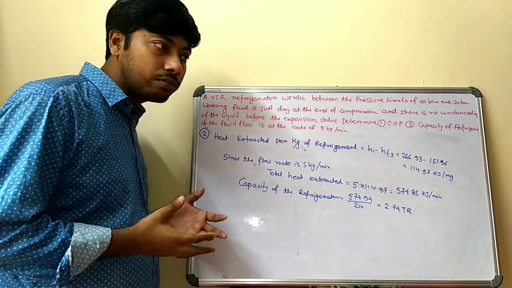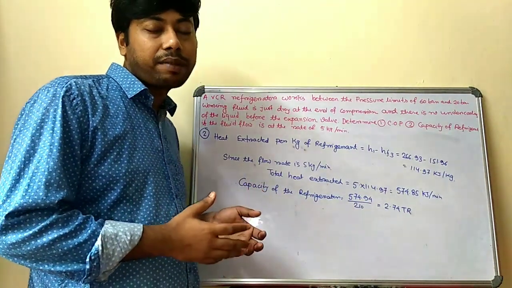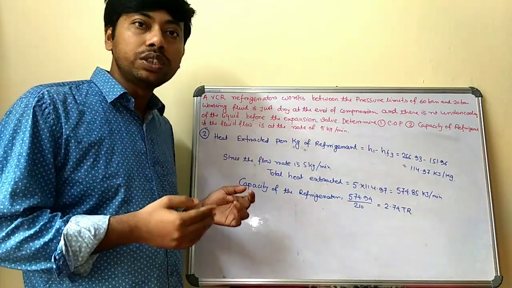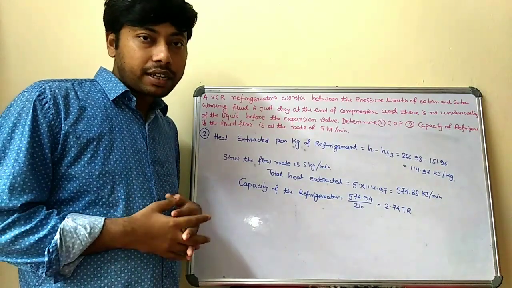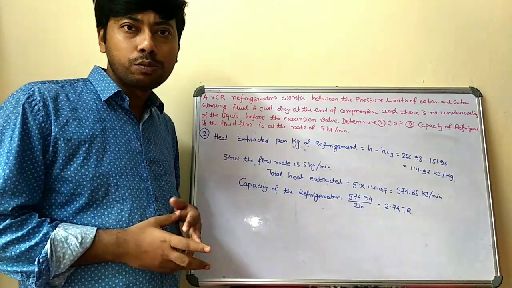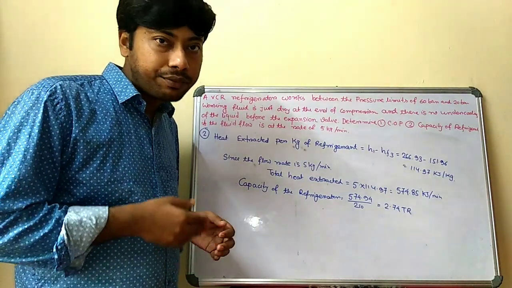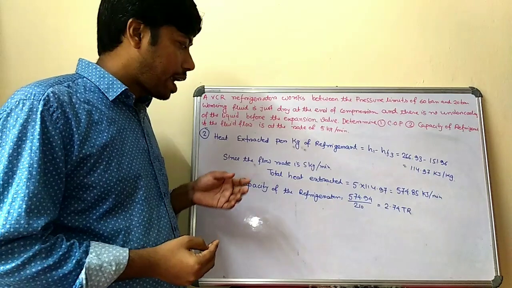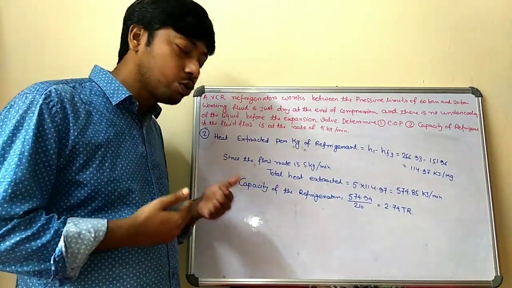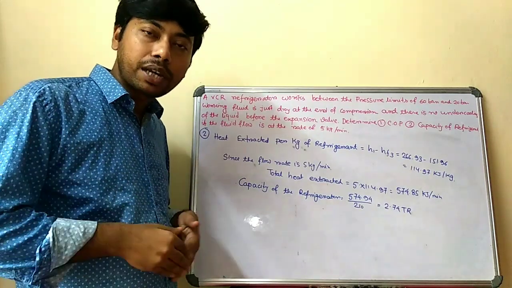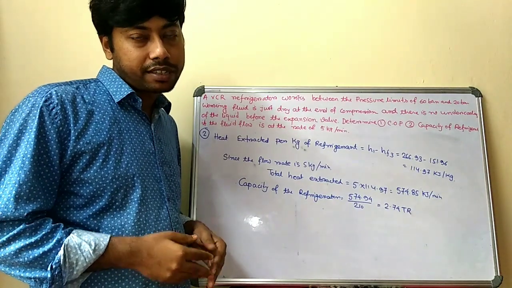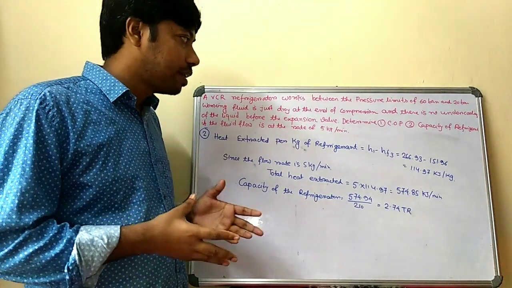As we know, the capacity of a refrigerator is designated by tons of refrigeration. And 1 ton of refrigeration is nothing but 210 kilojoule per minute, or 3.5 kilojoule per second. Both are the same. Since the total heat extracted is in kilojoule per minute, the capacity of the refrigerator will be 574.85 divided by 210, and that will be 2.74 tons of refrigeration. So this is the capacity of the refrigerator.